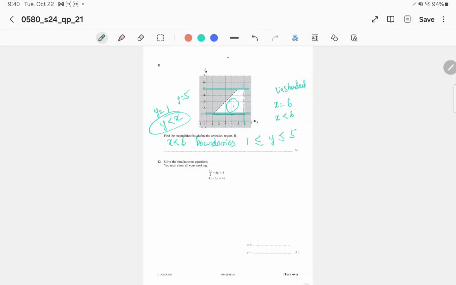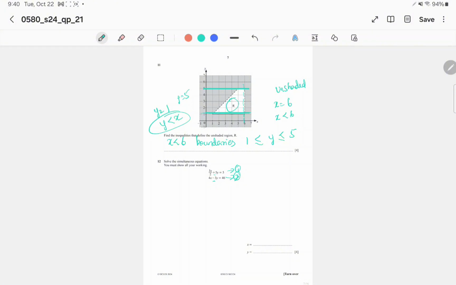Okay, next question, 12th one. Solve the simultaneous equations. It is 3x by 2 plus 5y equal to 5 and 4x minus 3y equal to 46. Here we will take this one. Plus and minus are there, so it is easy to cancel and get the answer. I am multiplying the first equation by 3 and the second equation by 5.